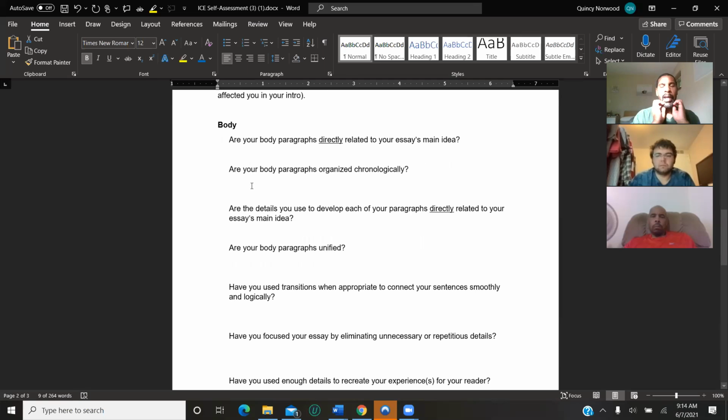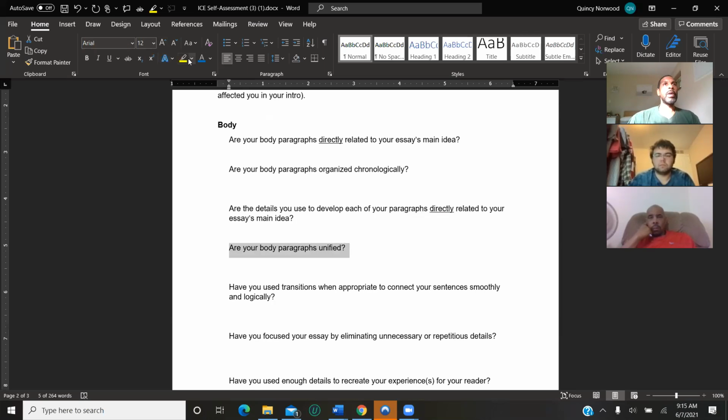Some essays, and I will be looking more at this in draft number 2, but some of the comments I will put in a paragraph, this sentence seems out of place, meaning, not saying it's a bad sentence, but within the context of the paragraph, maybe that sentence didn't fit, and that happens, especially in first drafts. Okay. Are your body paragraphs unified?